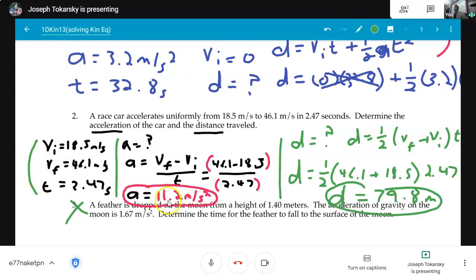That's the acceleration rate. So just so we understand what the acceleration rate means. Meters per second squared means every second that passes that this car is speeding up, it speeds up by 11.2 meters per second. So if it did it for 2.47 seconds, it goes from this speed to this speed. And this tells us how far it went to speed up that much.